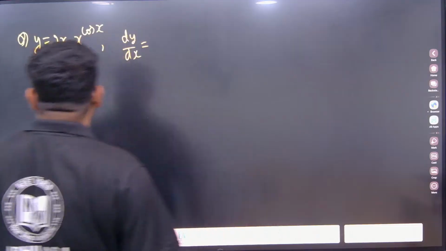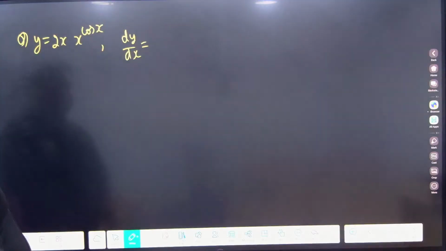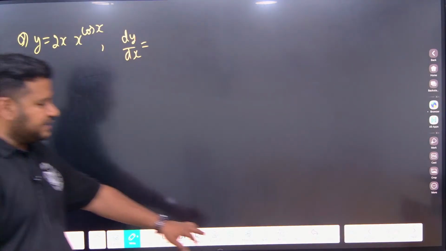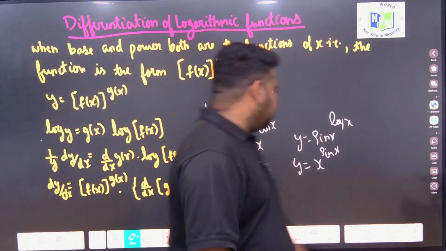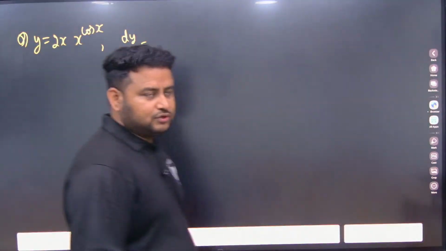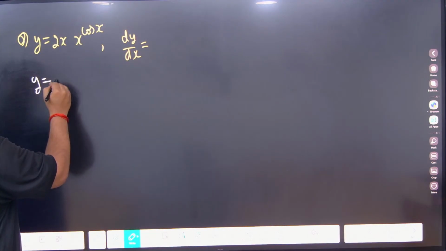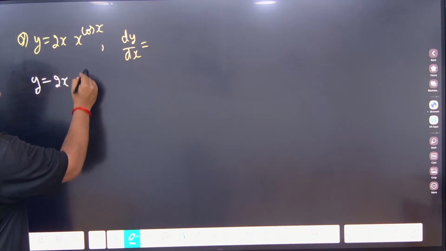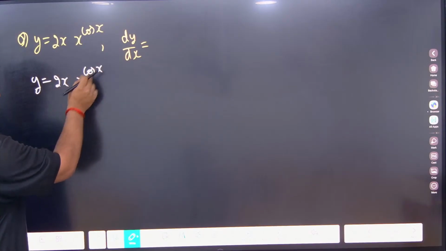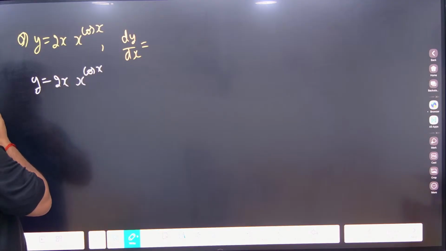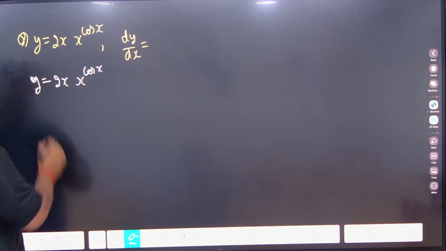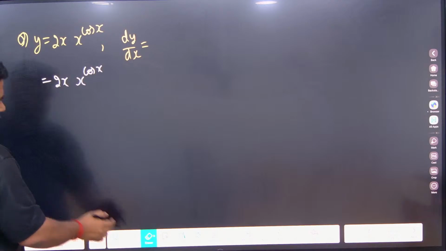So they have given y is equal to 2x into x power cos x, find dy by dx. You don't have to learn this formula by heart. I will tell you how to do it directly. Now see here, y is given as 2x into x power cos x. So function to the power of function is there. So how to differentiate? We will apply log on both sides.